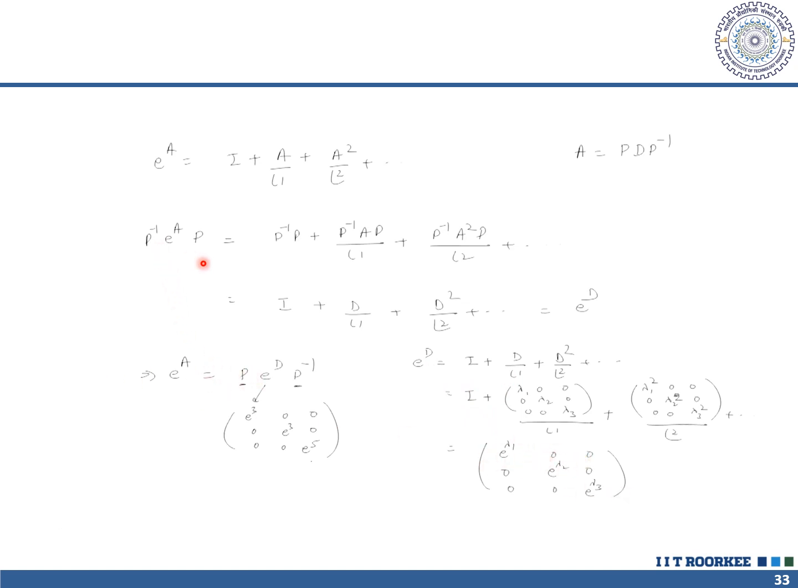So P inverse e to the power of A P equals e to the power of D, which means e to the power of A equals P e to the power D P inverse, where e to the power D is e cube, e cube and e to the power of 5, where D is 3, 3, 5 as shown in the previous slide. So by using diagonalization, we can find e to the power of A and 2 to the power of A and 3 to the power of A and many other exponential matrices also. It is very easy to find by diagonalization.